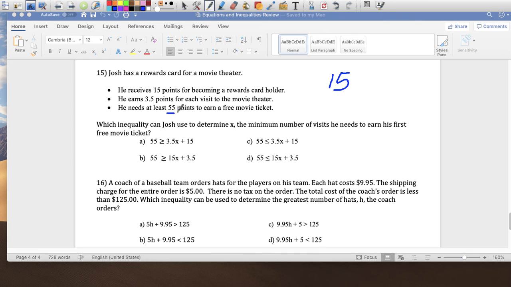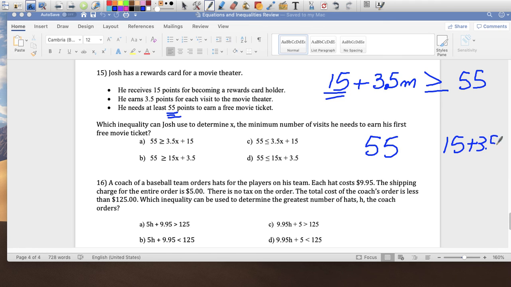Now, if I want to get to 55 points to get my free movie ticket, I'm going to have to do a few things. So every time I come to the movies, I get 3.5 per movie that I watch. This I got as a bonus. And all that has to be greater or equal to 55. Right? So notice that none of my answers are in this manner, but there are where the 55 is on the left side, and the 15 plus 3.5m is on the right side. So let's switch sides. So let's try 55 on that side, and 15 plus 3.5m on the right side.